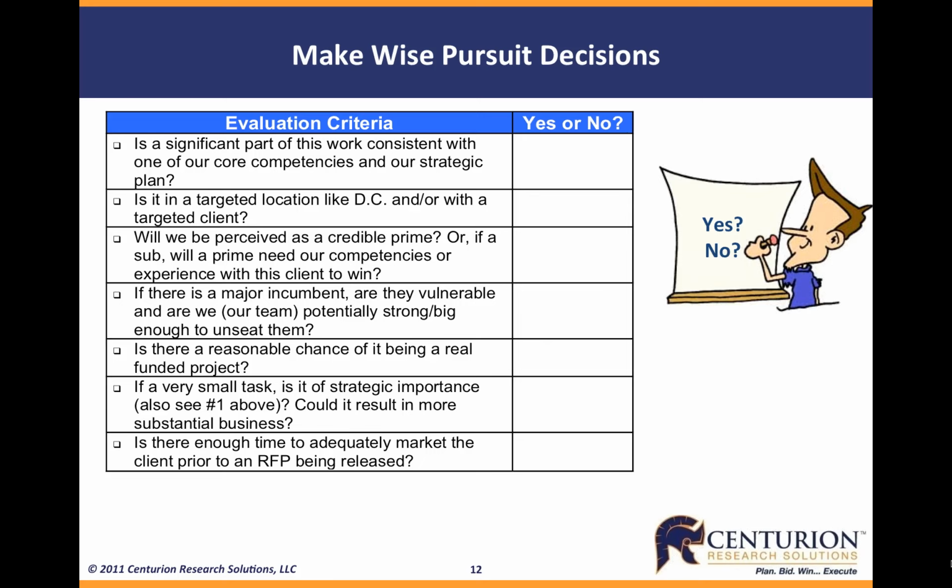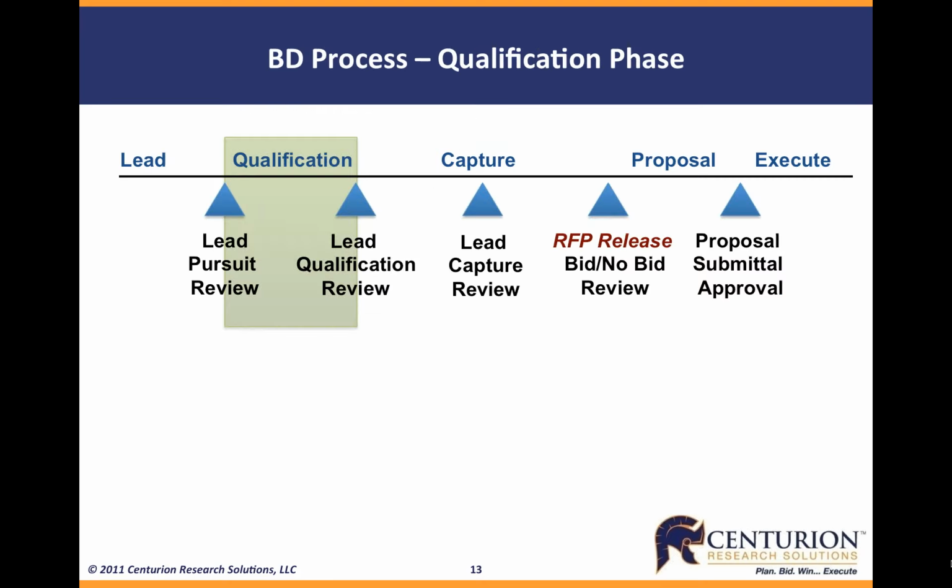Shown here is a simple pursuit decision matrix that I have implemented for numerous government contractors. It helps take the emotions out of the decision-making process. To be successful, this process requires a commitment by senior management.